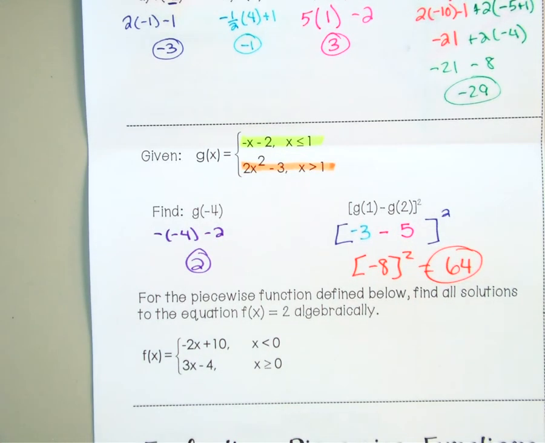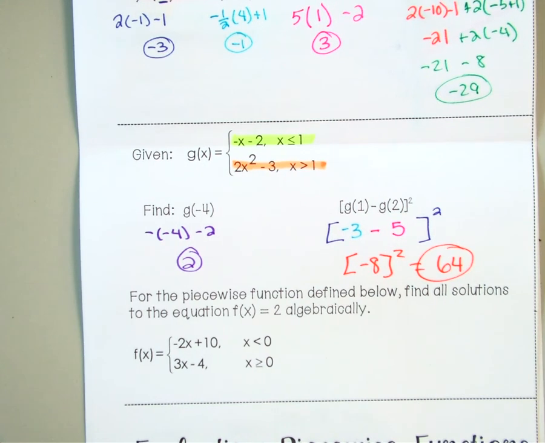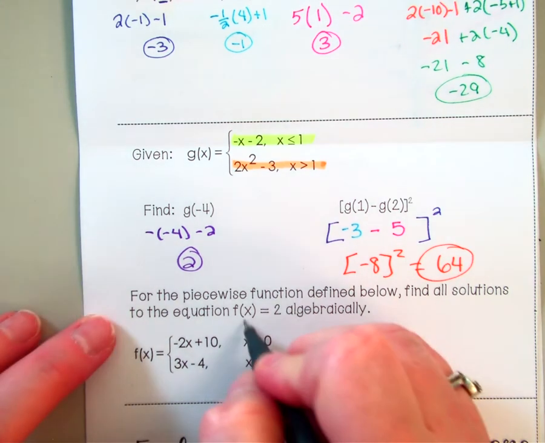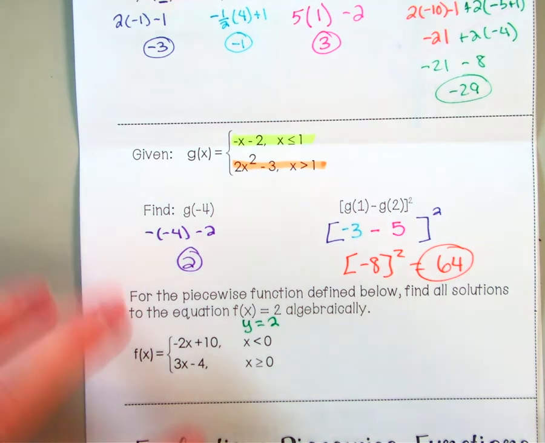All right. And then that last one there for the piecewise function defined below, find all solutions to the equation where f of x equals 2. So again, f of x and y are interchangeable. So really, we're looking for when y equals 2. So what we do for these ones, we're not plugging into x. We're trying to find x.